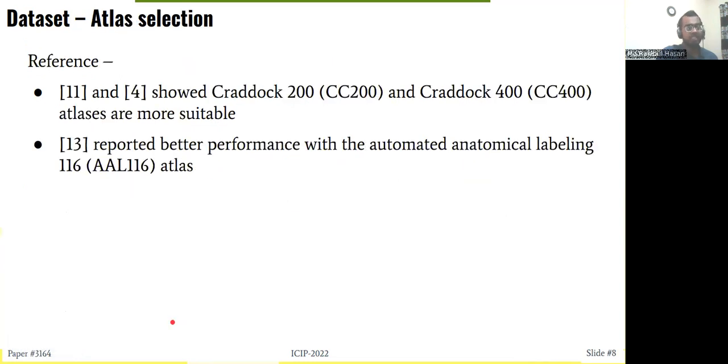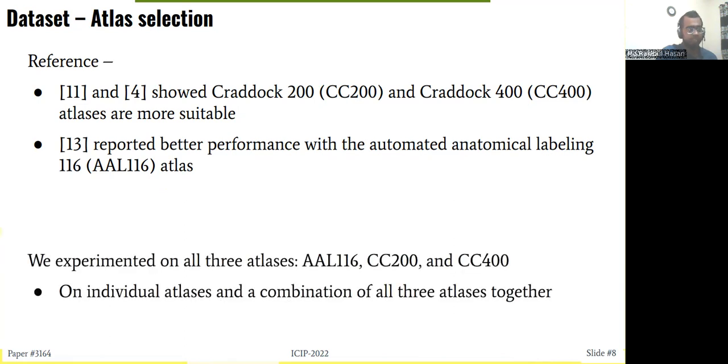Now, regarding the atlas selection, reference 11 and 4 showed CC200 and CC400 atlases are more suitable for ASD prediction, whereas reference 13 showed the Automated Anatomical Labeling, that is AAL116 atlas, performed better in ASD prediction. So we applied all three atlases, both on an individual level and also a combination of all three atlases together.